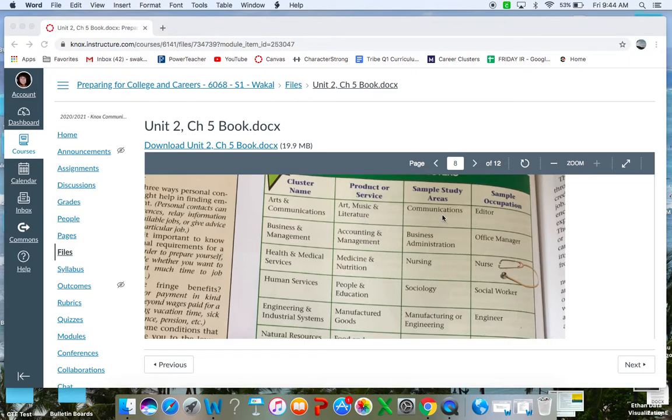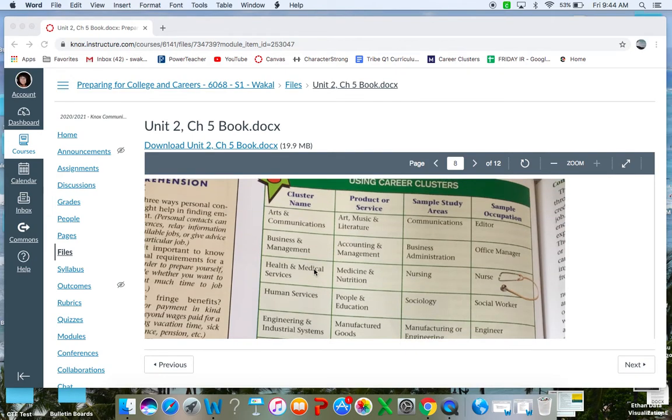And then what would you possibly study? Like what types of things, either in high school or in college, would be communications. And then a sample job would be an editor. And it could be for a magazine, it could be for a website, it could be for a book, it could be for a newspaper. Okay, another one would be career cluster name, business and management. And then what types of products and services, accounting and management. And then sample study area would be business administration. And then the sample job would be an office manager.